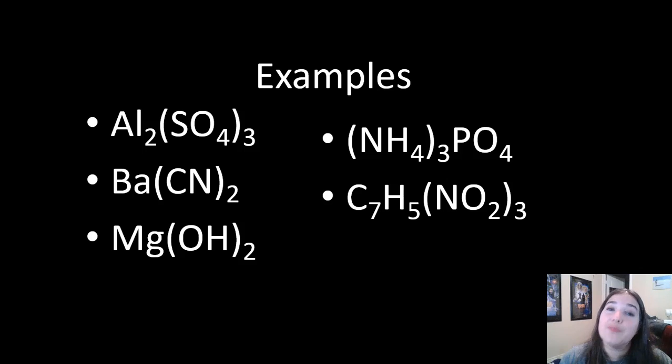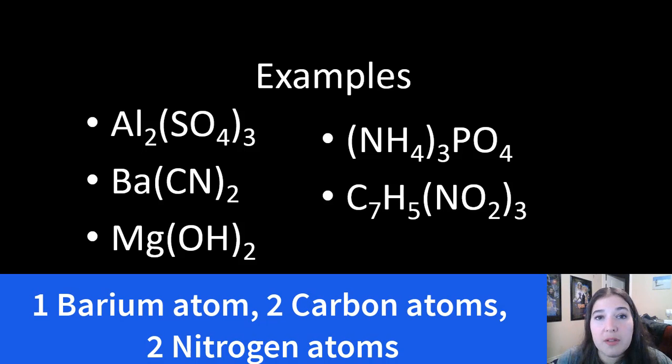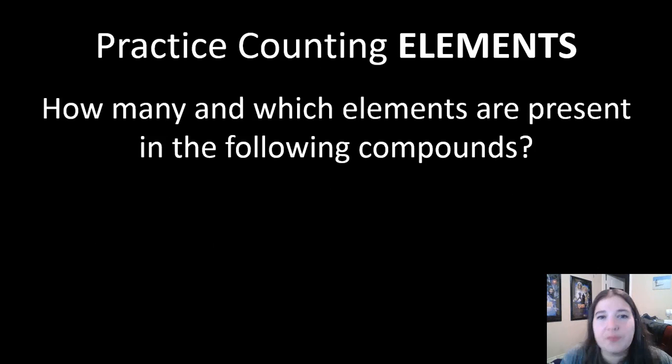But notice there is a subscript of a 2 outside the parentheses. So that means I have 2 sets of carbon-nitrogen. I'm going to take that 2, multiply it by carbon, multiply it by nitrogen. So 2 times 1 is 2. I have 2 carbons and 2 nitrogens. In total, 1 barium, 2 carbon, 2 nitrogen.